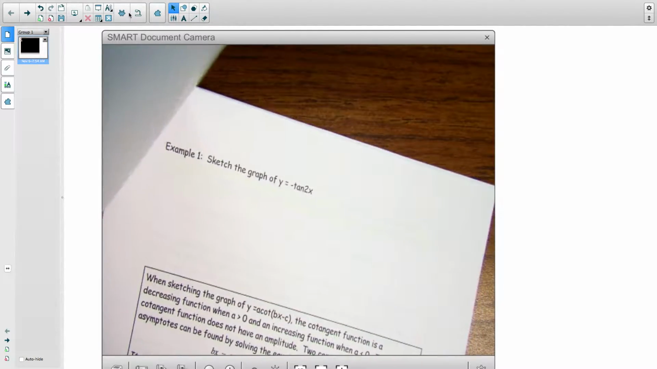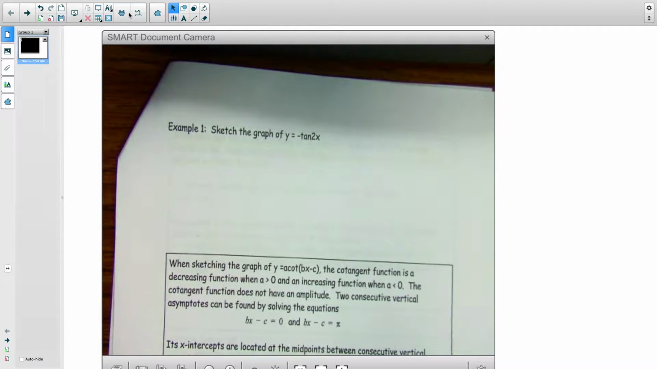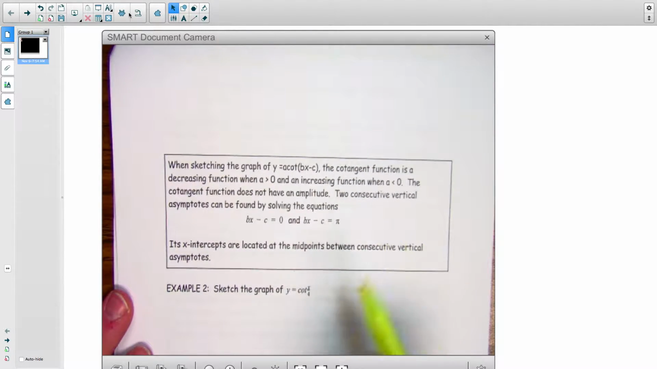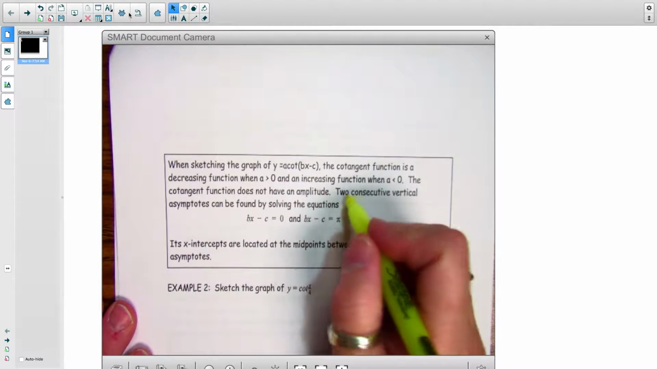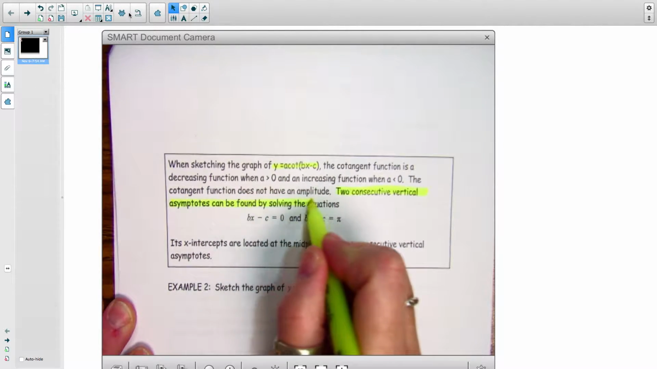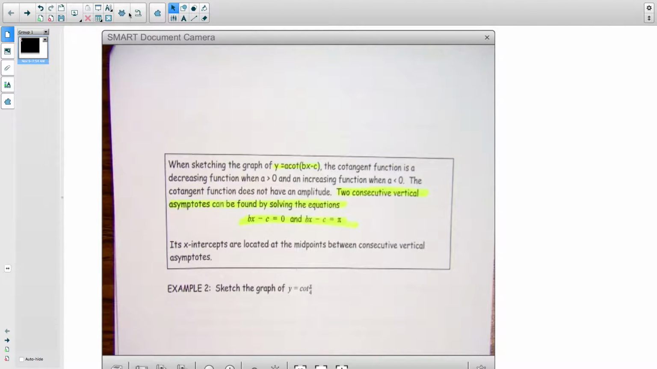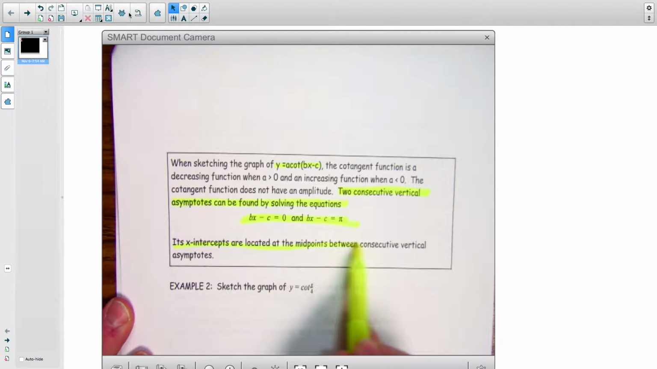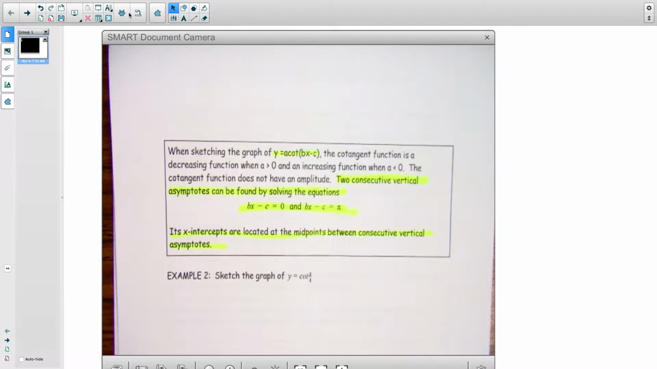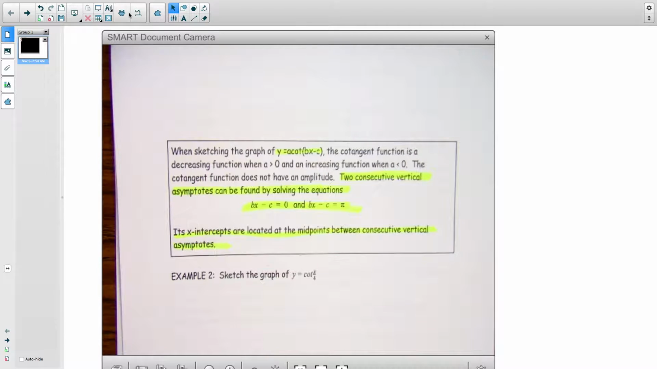Be careful. When sketching the cotangent, two consecutive asymptotes can be found by setting them equal to 0 and pi. X-intercepts are located at the midpoints between consecutive vertical asymptotes. I didn't highlight that on the other one. Same is true for tangent.